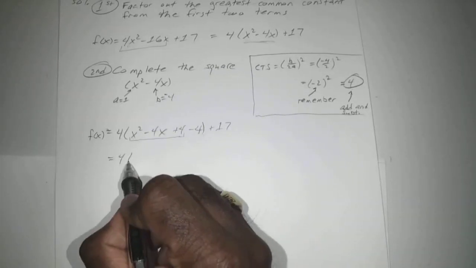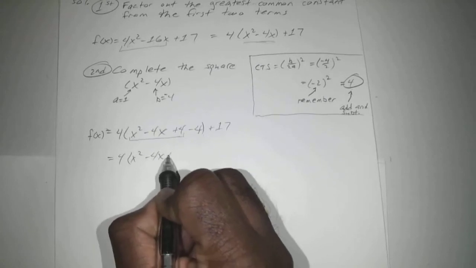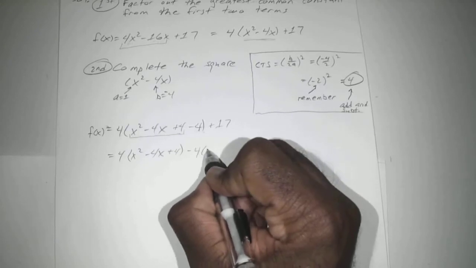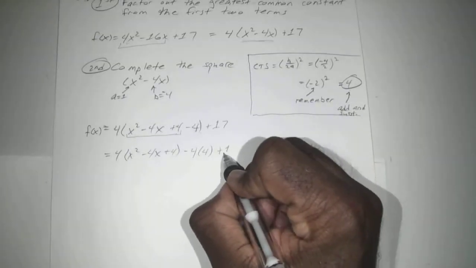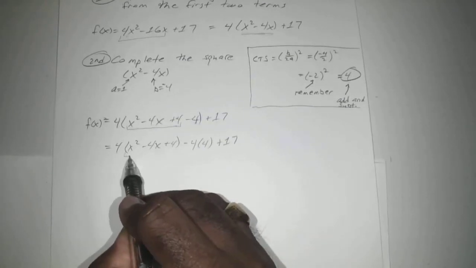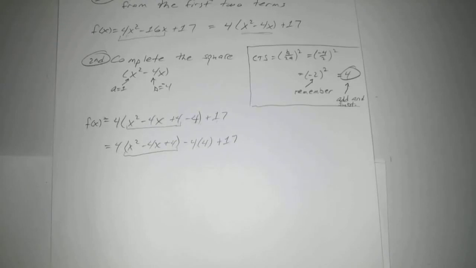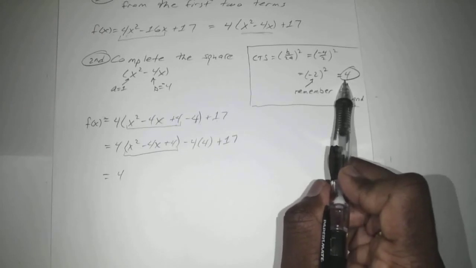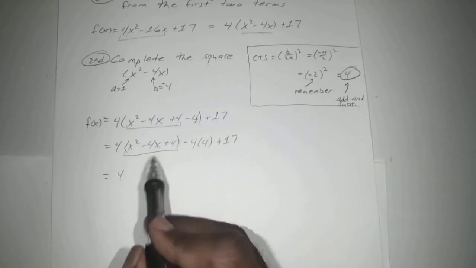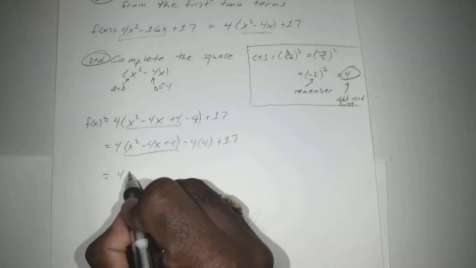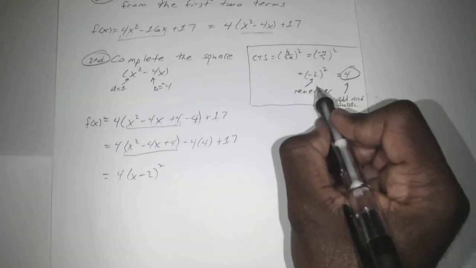Okay, so you have 4 times x squared minus 4x plus 4, minus 4 times 4, plus that 17 that's already there. Okay, and the reason we brought out these 3 is because we now have our perfect square trinomial. So that's going to equal 4. Remember, our completing the square was 4, so this just becomes, oh, where did I mess up? Yep, x minus 2 squared. There we go.